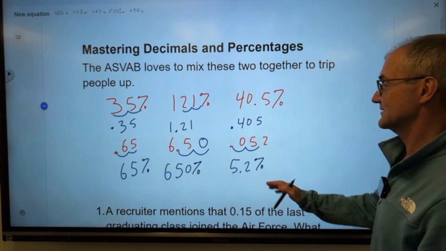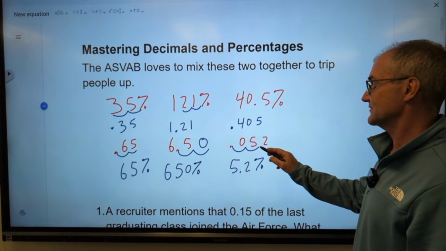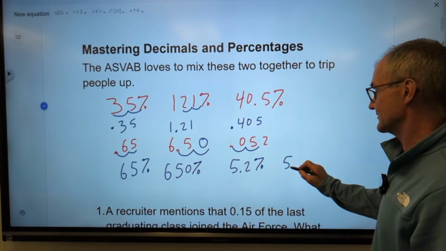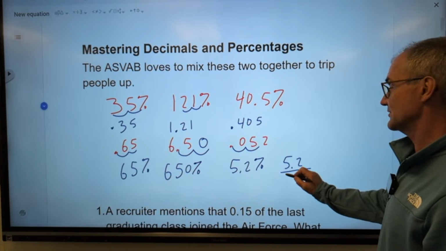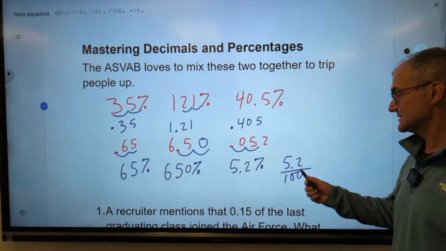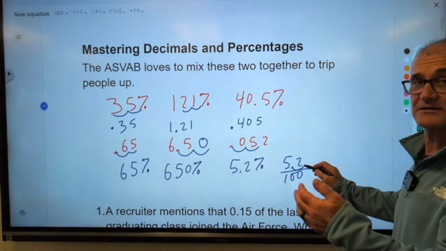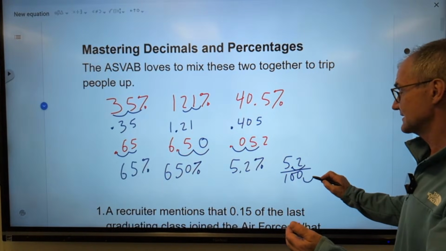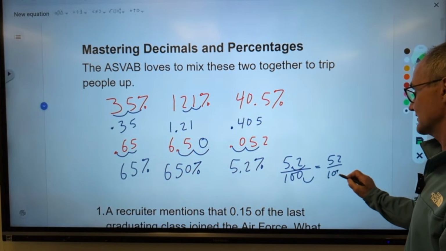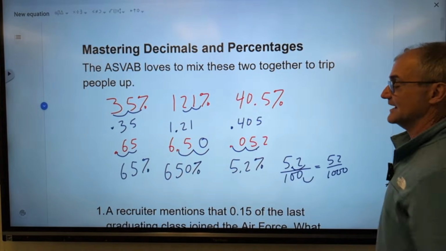If I wanted to convert these to fractions, this is 0.052 or 5.2%. That would be 5.2 over 100. It's weird to have a decimal inside of a fraction. To get rid of that, I could just move it over one place. But if I do that in the numerator, I'd have to do it in the denominator as well. So that would be 52 1,000ths. And you actually call this 52 thousandths.